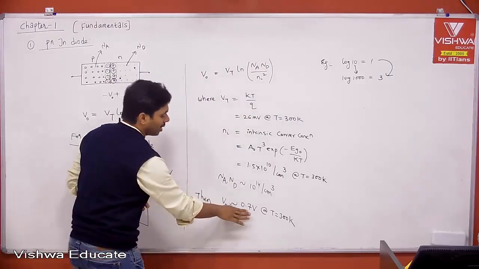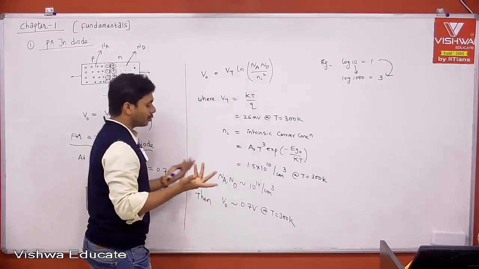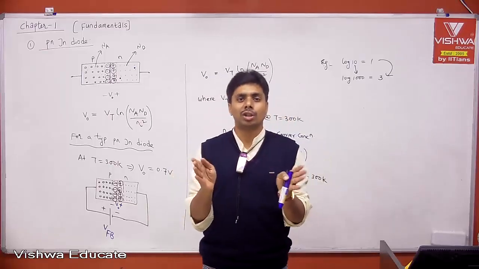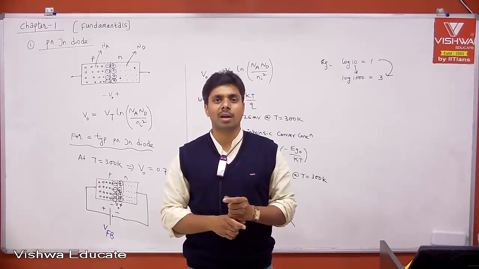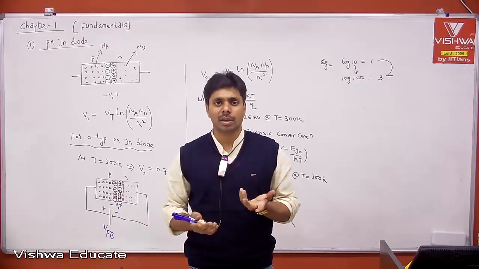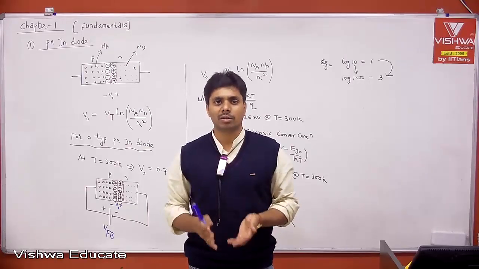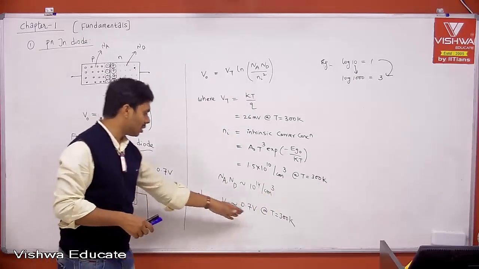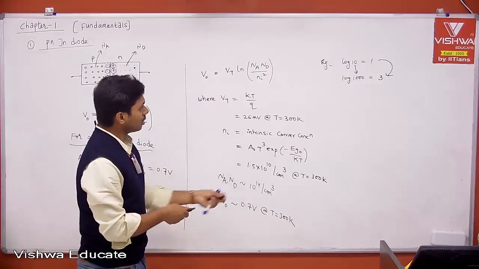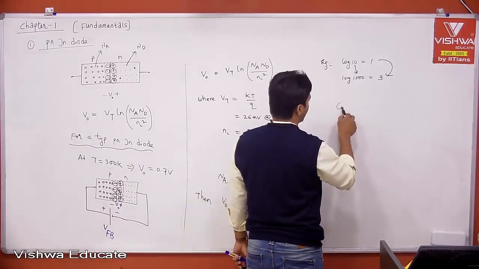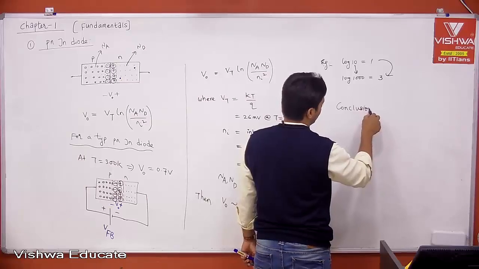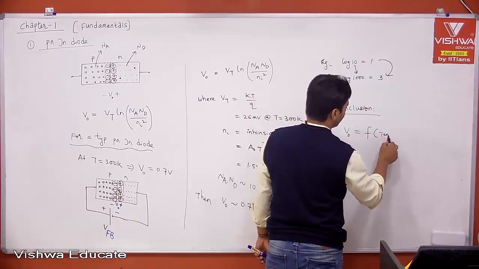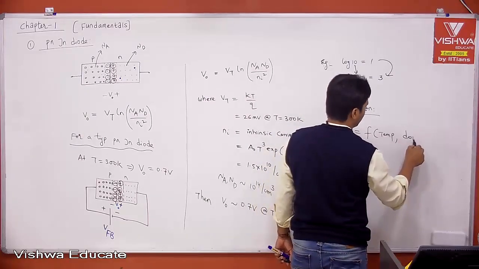Typically it is 0.7, but if the doping concentration is different, it could be in the range of 0.6 to 0.8, or 0.55 to 0.85. That is your V gamma, which depends on doping concentration and temperature. At room temperature, if the doping concentration is typical, in the order of 10 to the power 14 impurity atoms per unit volume, then you will get V naught in the order of 0.7. Therefore, the conclusion is that your V naught is a function of temperature and the doping concentration.